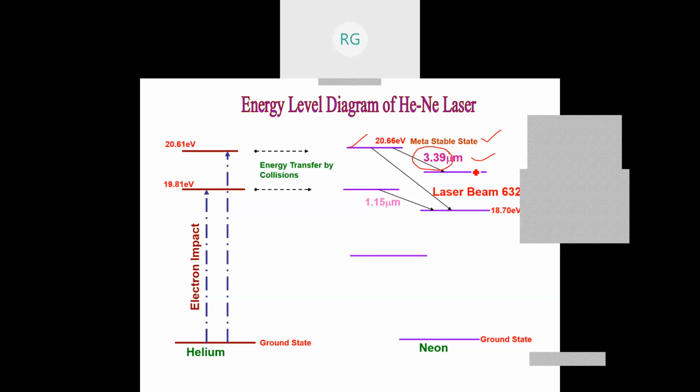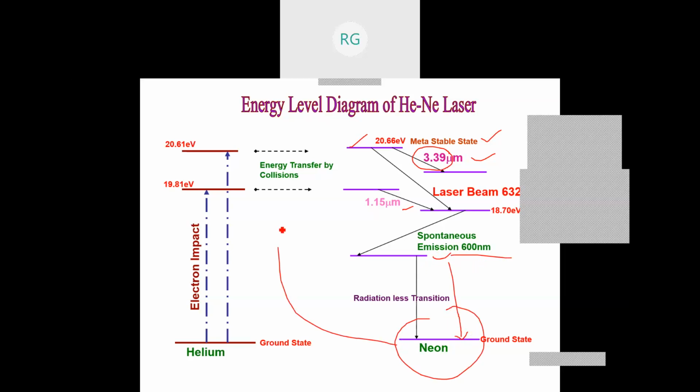Once the lasing action is completed, the atoms which are there in higher level, this level, they will fall down spontaneously, giving rise to spontaneous emission of 600 nanometers, which is not part of laser. And then they will fall here radiationless from this level to the ground level. Those atoms which fall down to ground level will be again taken by the applied voltage and they go up and they go up. Therefore, continuously we have in this helium neon laser the population inversion. Therefore, we have a continuous output coming from the helium neon laser.